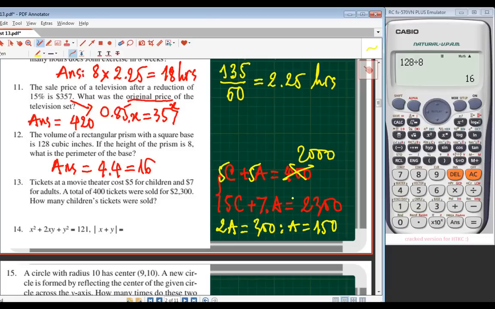Here they ask about how many children's tickets were sold. The final result is 400 subtract 150. It is 250.